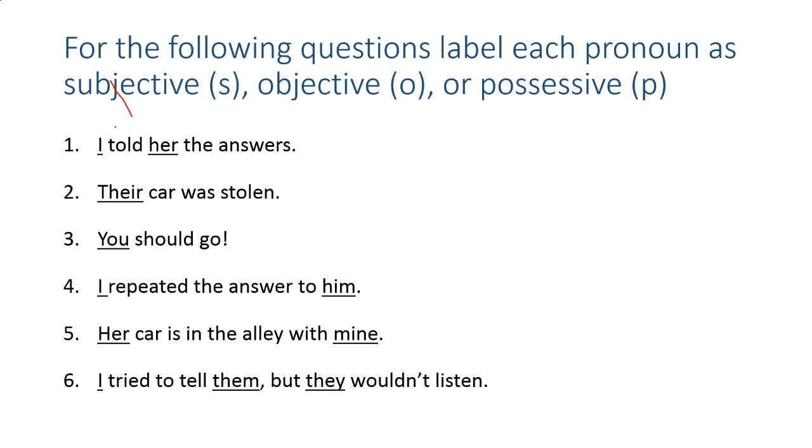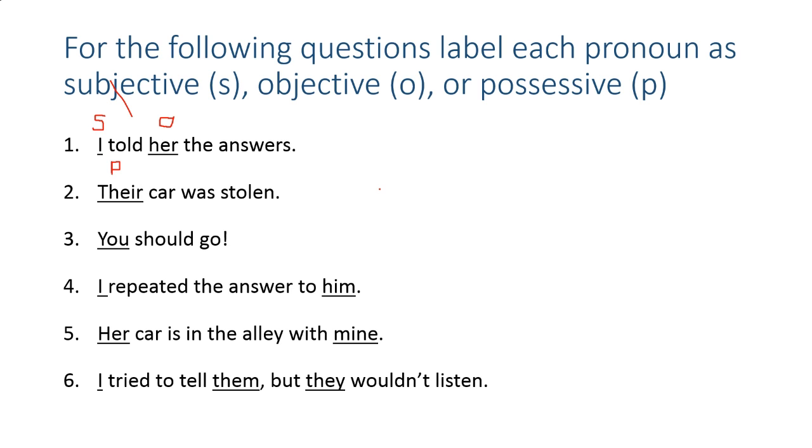I told her the answers. I is the subject of the sentence, and if you look at it in your chart, it's also going to be a subjective pronoun, so you're going to put an S right there. I told her the answers. Her in this case is a direct object, so it's an objective pronoun. You look at your chart, you can find that also. I'll do one more for you. Their car was stolen. Their shows whose car it was, so it's going to be a possessive pronoun.